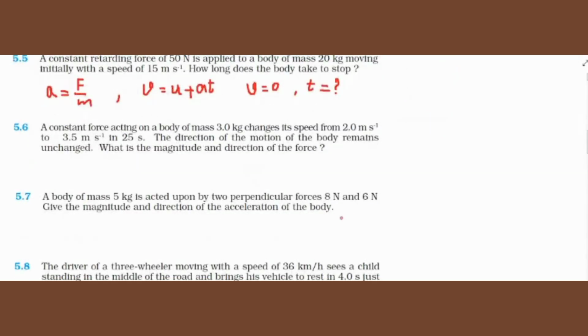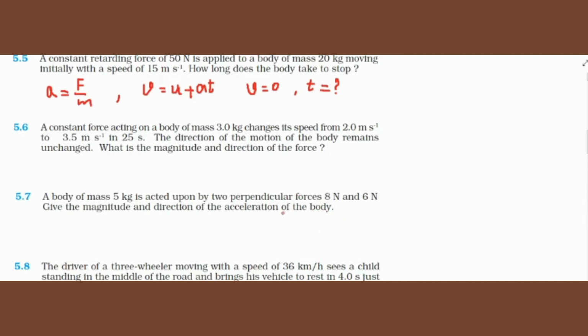A constant force acts on a body of mass 3 kilogram, and its speed is 2 meter per second. The speed changes from 2 meter per second to 3.5 meter per second in 25 seconds. The direction of motion of the body remains unchanged. What is the force and direction of force?